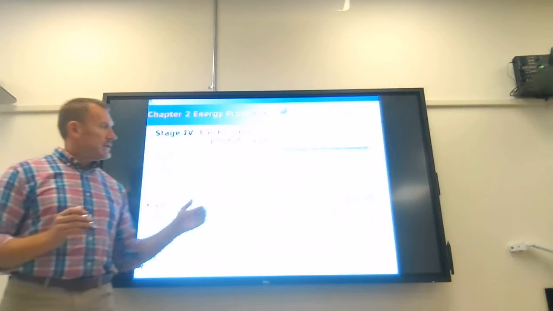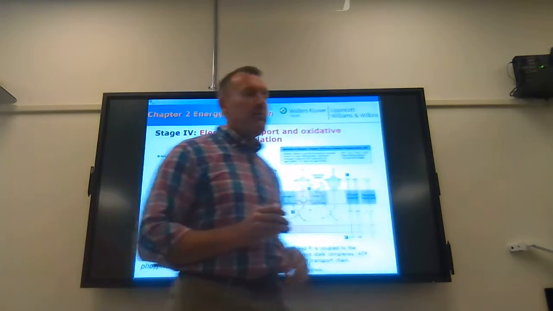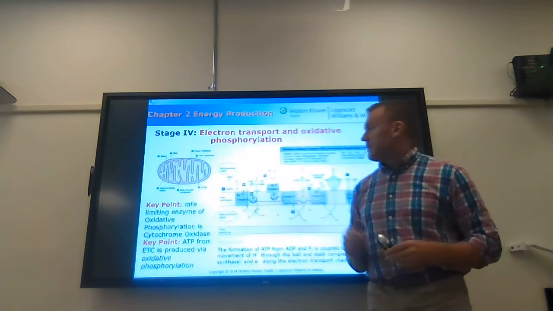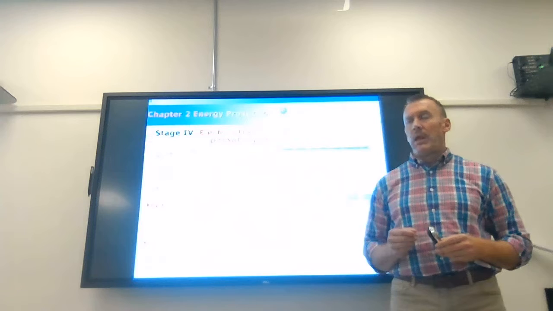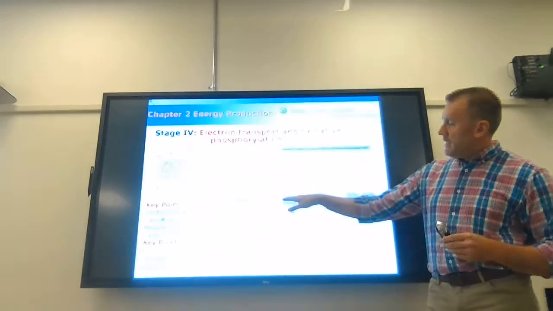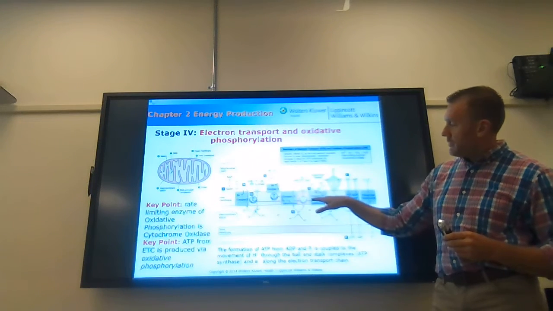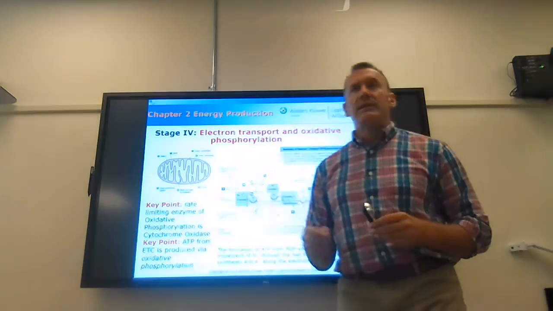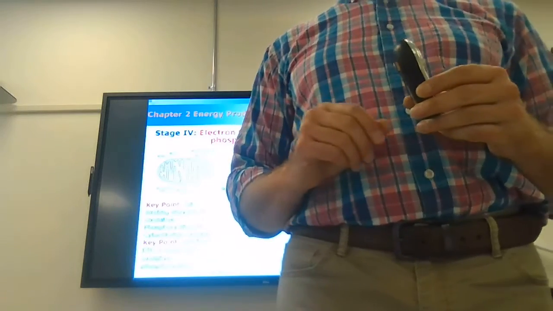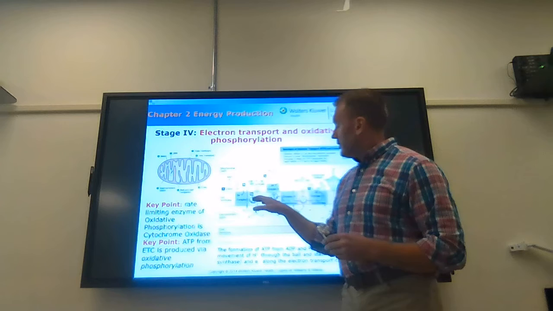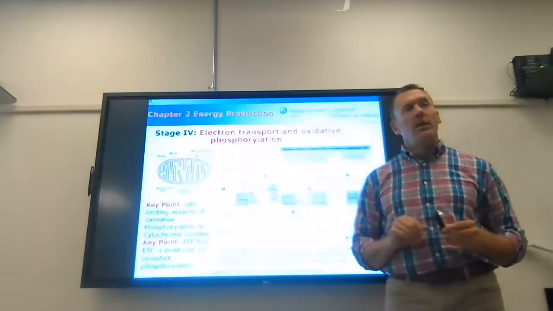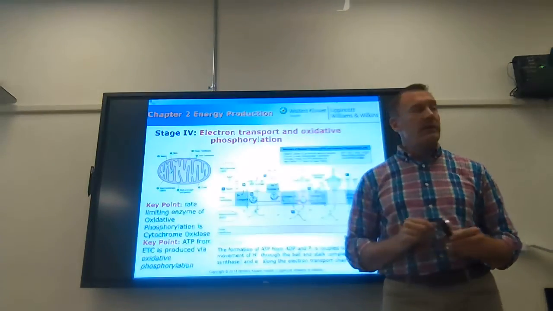So complexes 1, 3, and 4 are embedded in the inner membrane, whereas complex 2 is attached to the membrane on the side of the matrix. And then you have coenzyme Q, as well as cytochromes B and C1, as well as cytochromes A and A3. Those are proteins that shuttle electrons from one cytochrome to the next. So these cytochromes are just shuttling electrons, for example, coenzyme Q from complex 1 to complex 2, and then from complex 2 to complex 3.